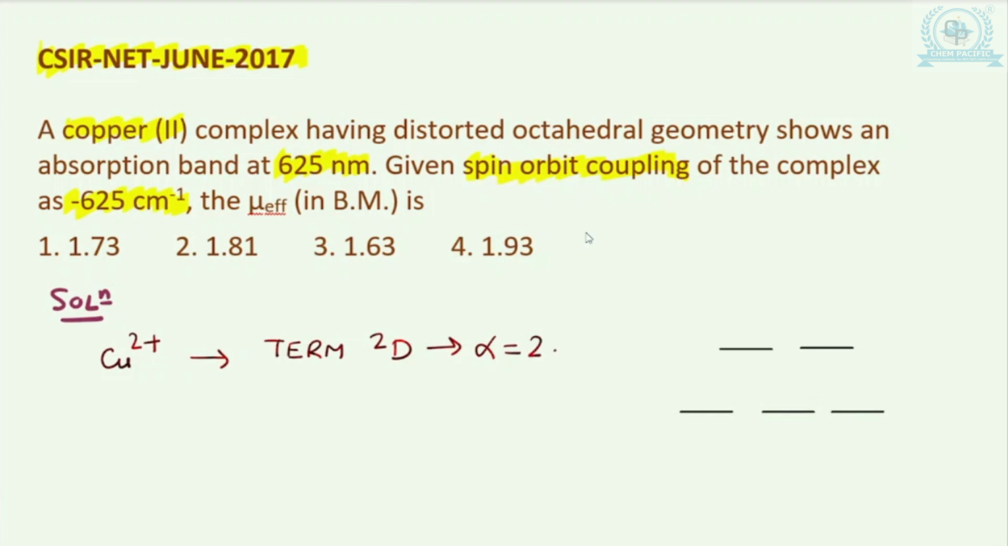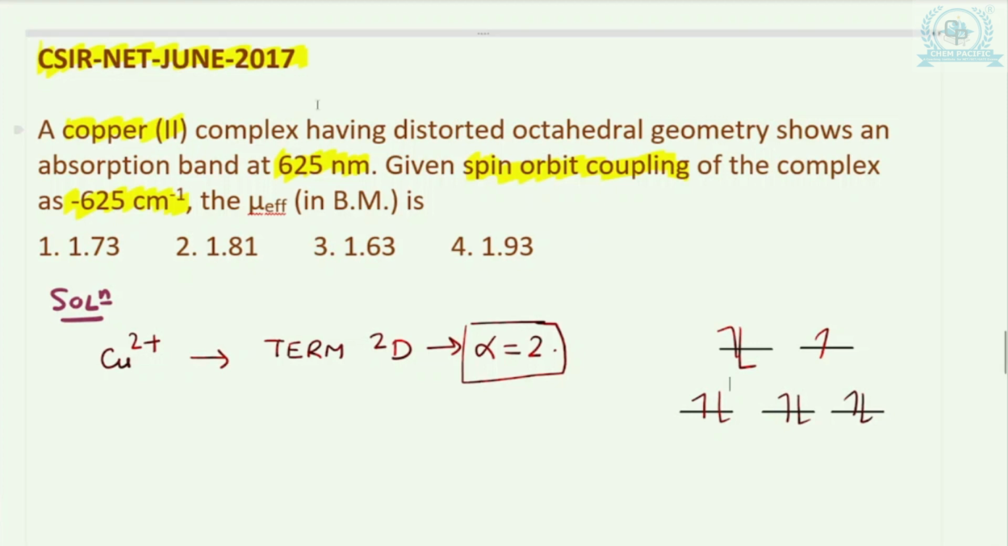I hope you know how to calculate the term symbols and I'm not elaborating over here. If you want me to, mention it in the comment box and comment section, I'll definitely make a video on this. This is very easy. So you have this copper 2+, this is having the term 2D. 2D होगा तो अल्फा का वैल्यू आपका हो जाएगा 2. ठीक है, now since यहाँ पे आपका copper 2+ is D9 system, in the octahedral form, they have already given that in the octahedral geometry. So that is the D9 system.